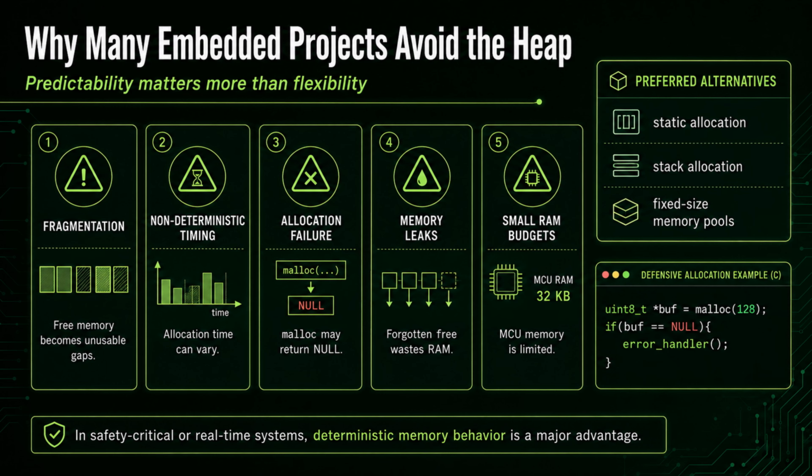The fourth reason is memory leaks. If memory is allocated but never freed, the system slowly loses RAM. This is especially dangerous for devices that must run continuously. The fifth reason is limited RAM. Many microcontrollers have very small memory budgets. Some systems only have a few kilobytes or tens of kilobytes of RAM. Because of these risks, embedded developers often prefer static allocation, stack allocation, or fixed size memory pools. These methods are usually easier to test, easier to analyze, and much better for predictable firmware behavior.